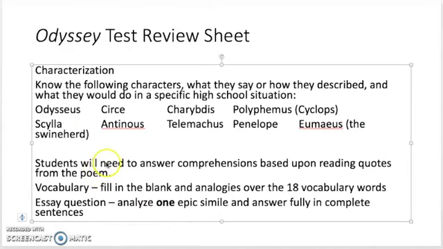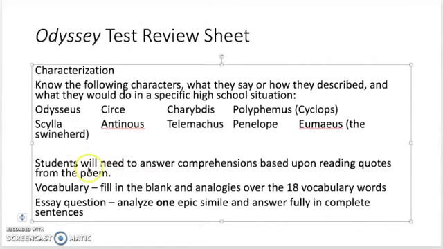Students will also need to answer comprehension questions based upon reading quotes from the poem. So I will give you a cold read that you have never read before from the poem, and you will have to answer 10 questions using those annotating skills as far as questioning, connecting, predicting, clarifying, all of those things that you've done as you've read. You're going to do those as you read this text and then answer questions on that.